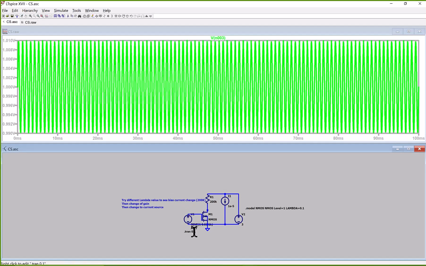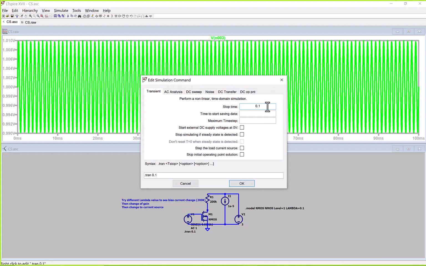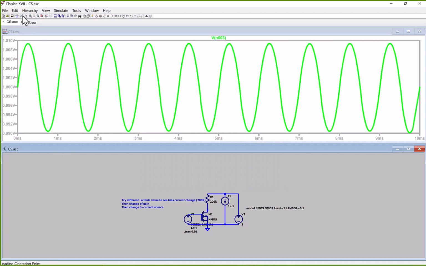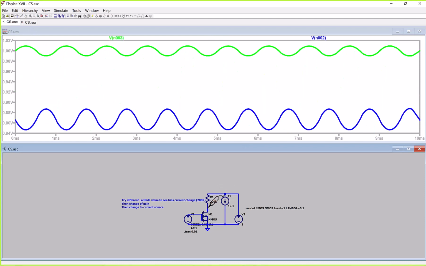Too much? Just zoom it in. Yeah, I don't want to zoom because I want to probe different things. So this is the input. You see that this is the input of my circuit, right? So now I look at the output also. This is the output. The blue one is the output. You do see the gain, right? And you see they're out of phase because the gain is negative.